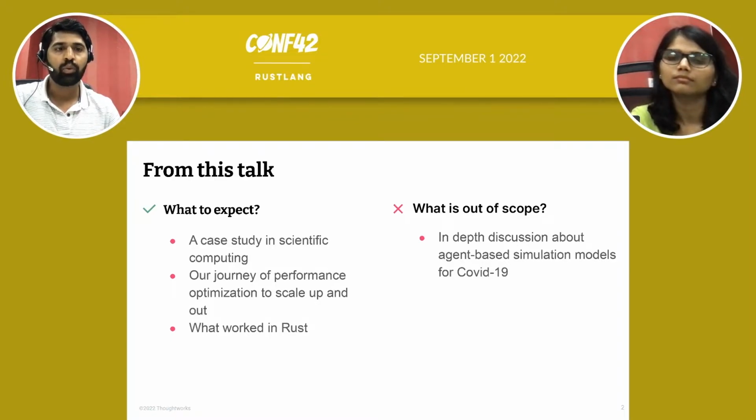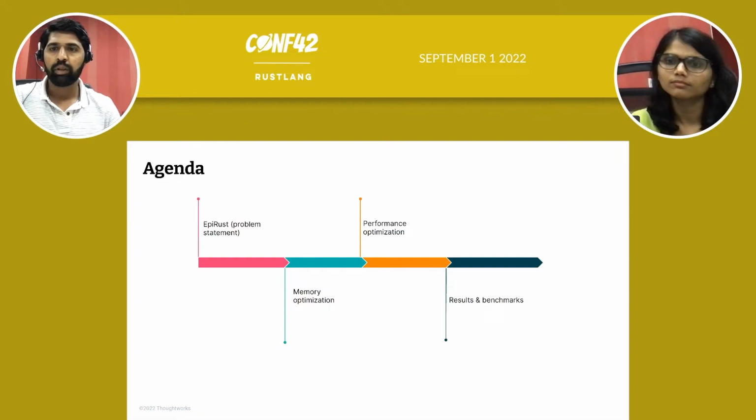What is out of scope for this talk is that we will not be speaking in much detail about our COVID-19 epidemic model. It deserves its own talk, and this talk is purely going to be technical in nature. But that being said, we need to cover some of the basic understanding so as to understand the problem statement.